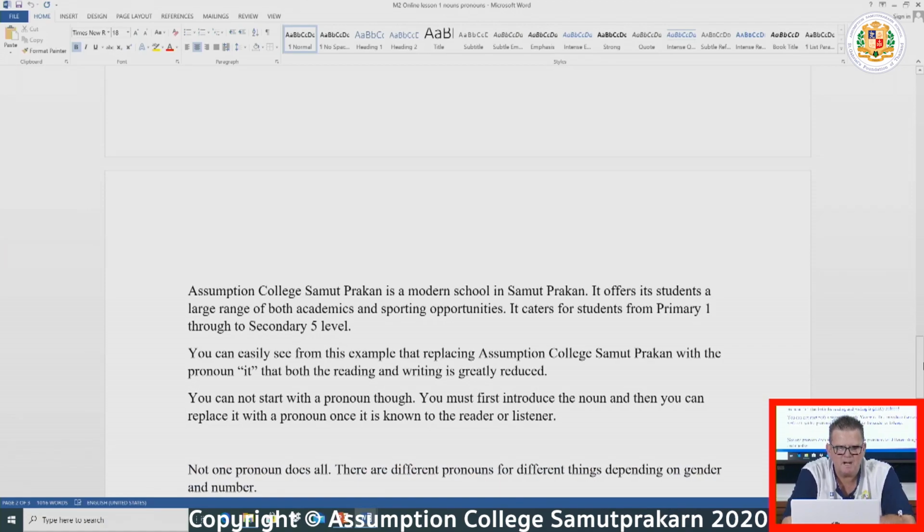Assumption College Samutpakkam is a modern school in Samutpakkam. It offers its students a large range of both academics and sporting opportunities. It caters for students from primary 1 through to secondary 5 level. You can easily see from this example that replacing Assumption College Samutpakkam with the pronoun it, both the reading and the writing is greatly reduced. Okay, so pronouns are your friend. Learn your pronouns.